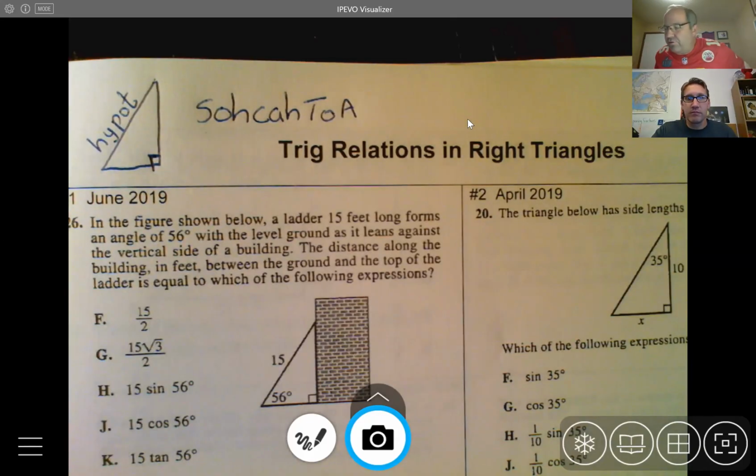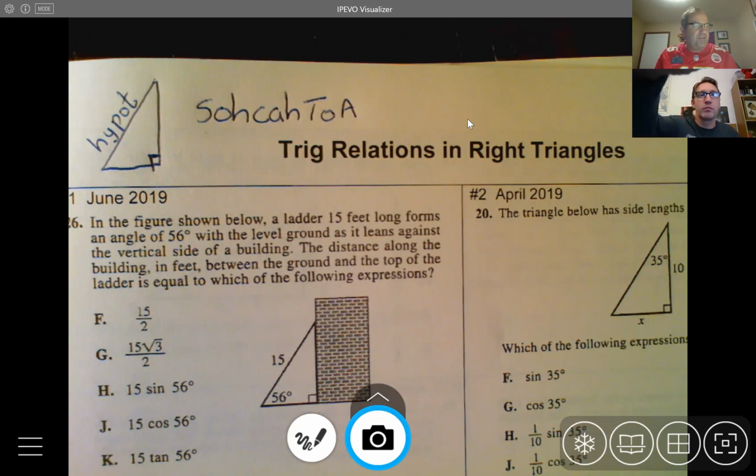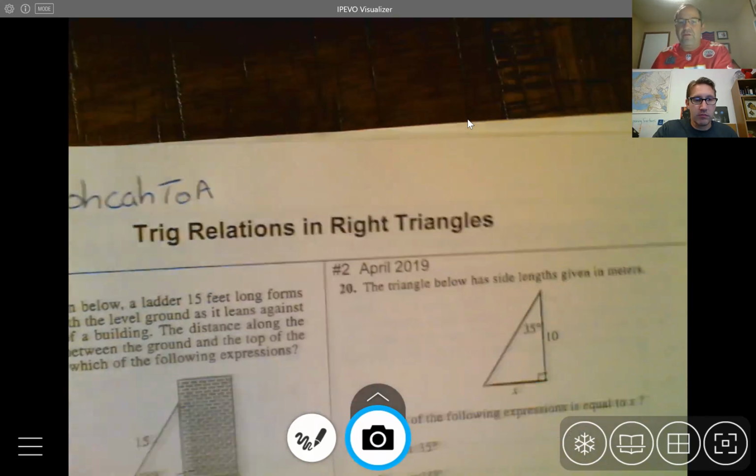So we're going to do two things from the yellow packet. Then we're going to do selected questions in the ACT, okay? So this deals with trigonometry. It appears on the test for sure. It's on our first page of the notes for trig.